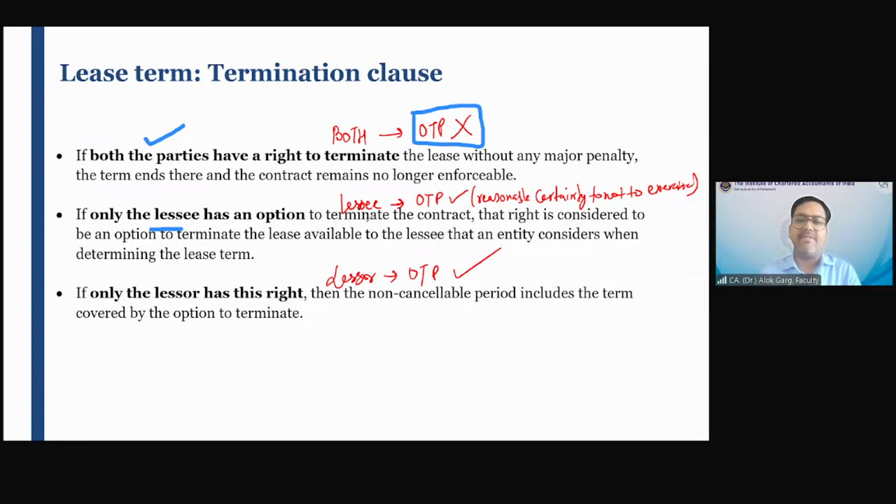अगर सिर्फ lessee के पास है तो क्या होगा? तब तो आपको देखना ही है ना. In that case, you will consider the optional termination period if lessee is reasonably certain to exercise or not to exercise. Not to exercise. Optional renewal period में to exercise and the optional termination period में not to exercise. अगर टर्मिनेशन पीरियड को एक्सरसाइज ही कर लोगे तो फिर एसेट को यूज कैसे करोगे? ओके, सो नॉट टू एक्सरसाइज.